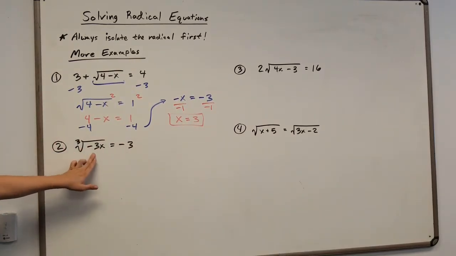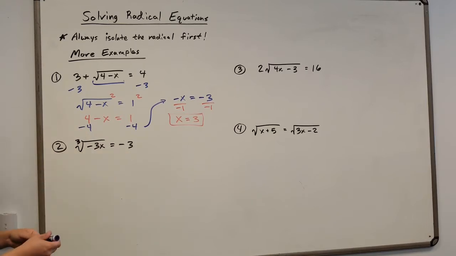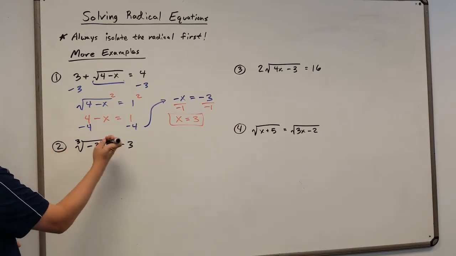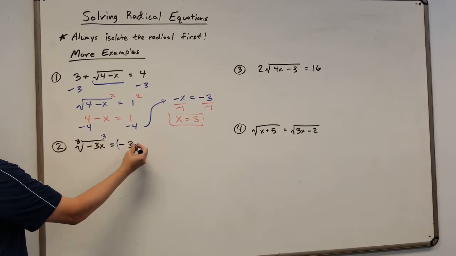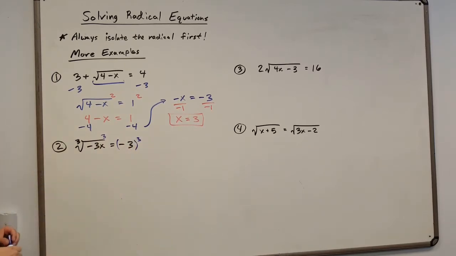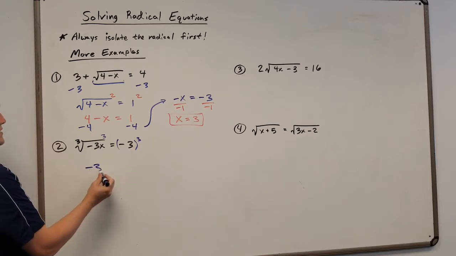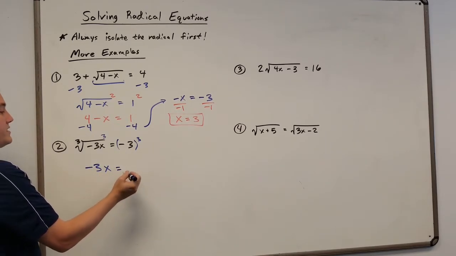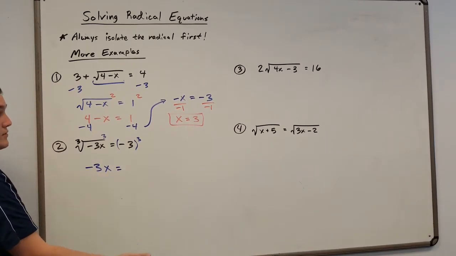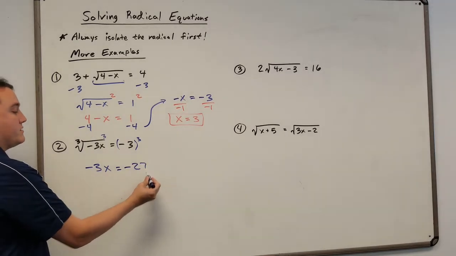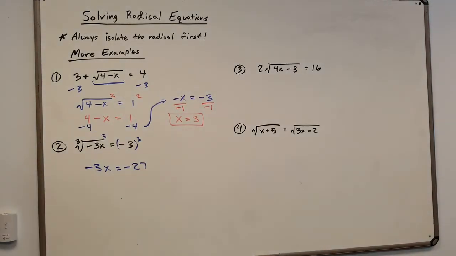So we have the cube root of negative 3x equals negative 3. So with a cube root, you have to cube both sides. So we get negative 3x equals negative 3 times negative 3 times negative 3, which is negative 27. And then divide by negative 3.